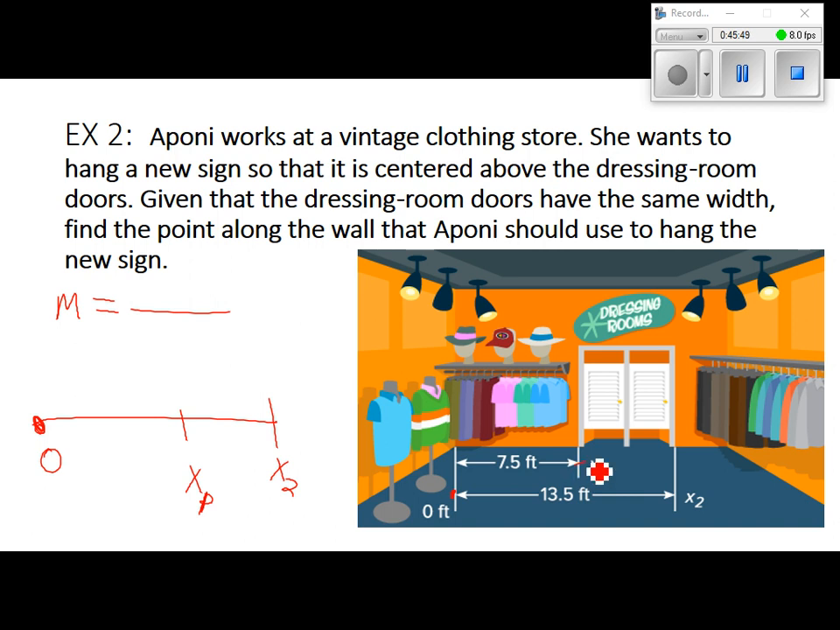Can we figure out the width of the doors? Yeah. How wide are they? Subtract them. What do you come up with? Good job. It'd be 6, right? So the width of the door is 6. If the width of the door is 6, where's the midpoint going to be in there? 3.